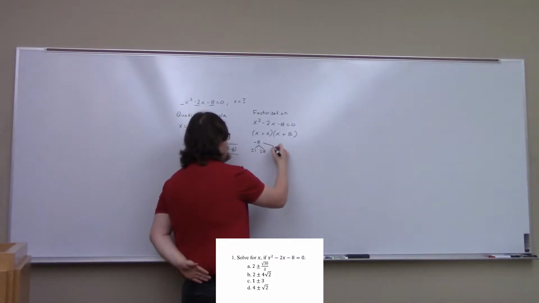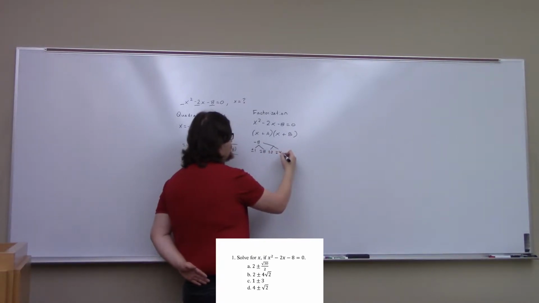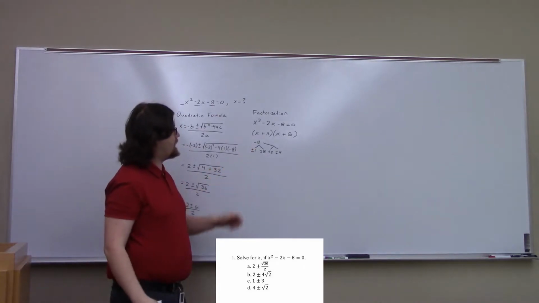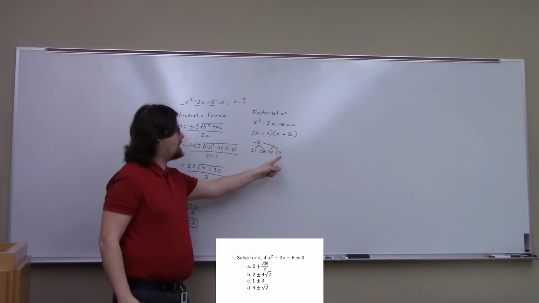Then we also have 2 and 4. So we've got plus or minus 2 and minus plus 4. So these are the factorizations of negative 8. We've got plus or minus 1, minus plus 8, with plus minus 2 and minus plus 4.